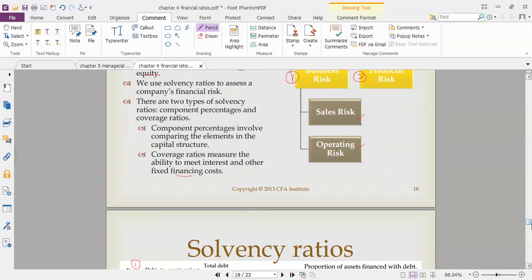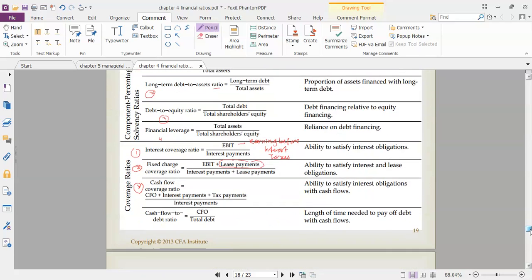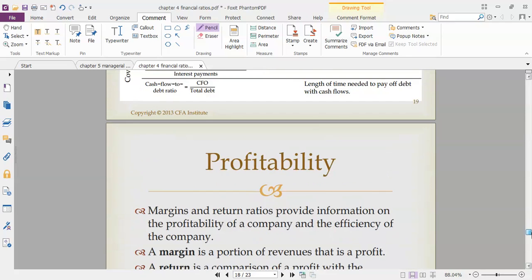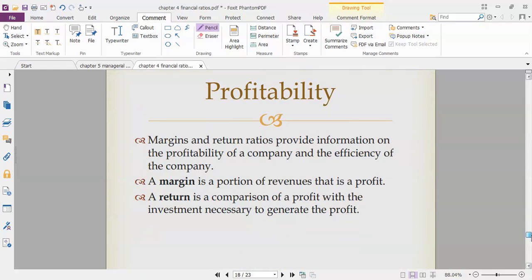That is all the solvency ratios. The total number of solvency ratios is eight, right? So next, let's look at profitability.